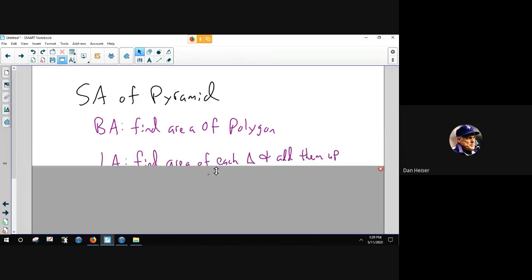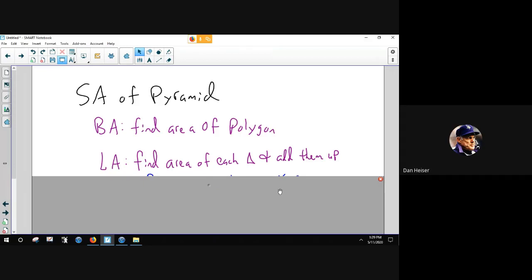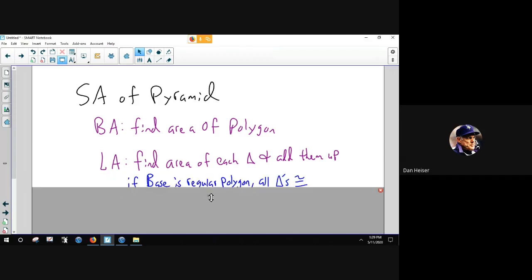The lateral area is simply find the area of each individual triangle, add up all the triangles. And also remember, if you have a regular polygon base, all those triangles are congruent, because we already know their heights are the same. And if that base is a regular polygon, we will know that all the base edges are the same. So when we're finding the triangles, it's 1/2 base times height, and all the bases and heights are equal. If it is not a regular polygon, we have to look at them separately.